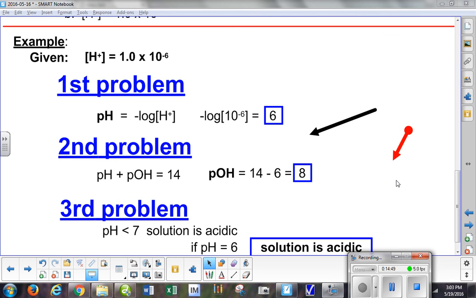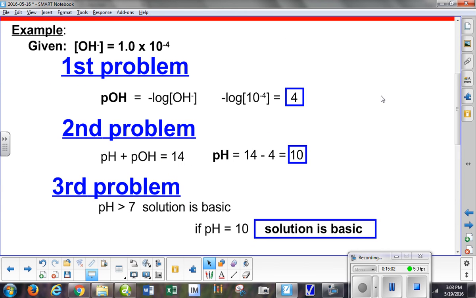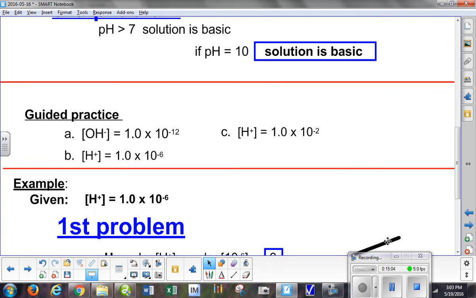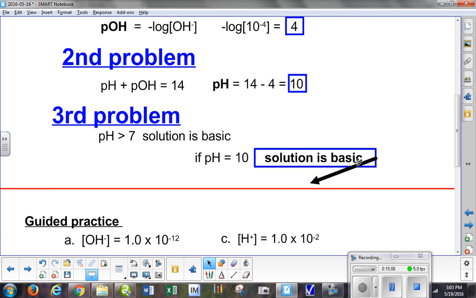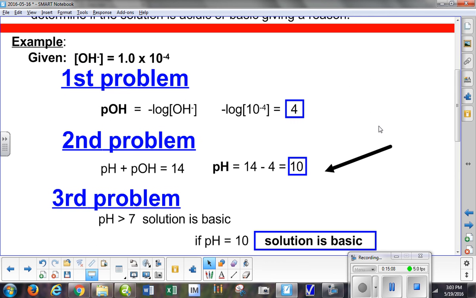I'm adding a short trailer here. When you check your answers, your pH and pOH have to add up to 14. That's a double check to know that you did them right. And so if we look at the first problem, let's get the pointer up here. Okay, 4 plus 10, 14. So you know that you've done it properly.